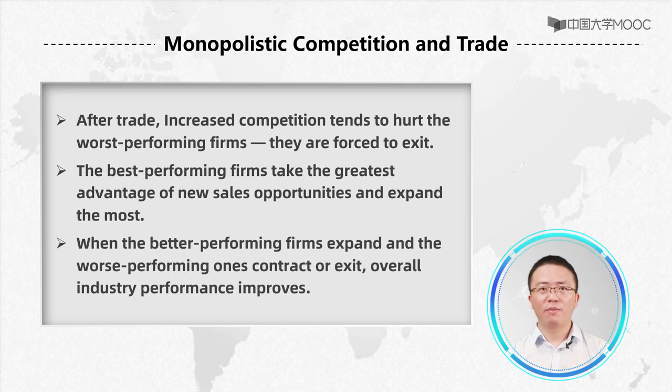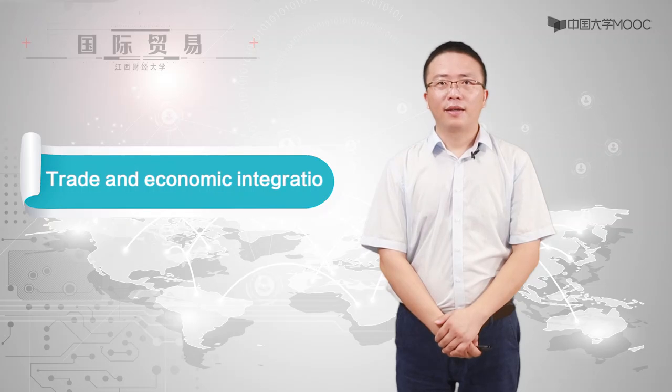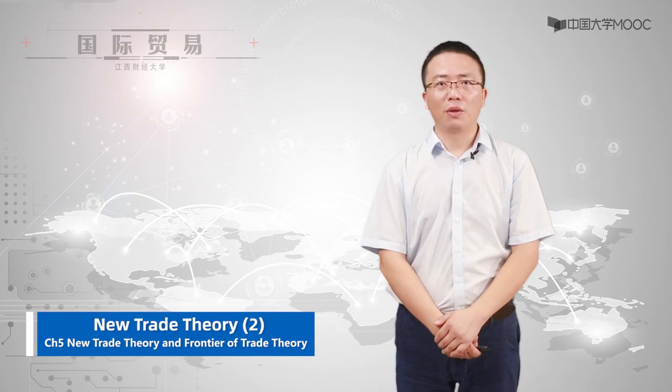When the better performing firms expand and the worst performing ones contract or exit, overall industry performance improves. Trade and economic integration improve industry performance as much as the discovery of a better technology does. Therefore, we will continue to relax the symmetry assumption imposed on the monopolistic competition model.